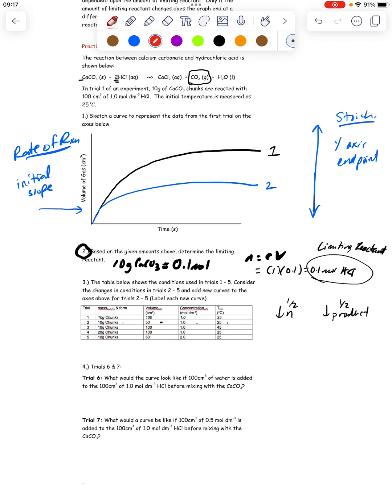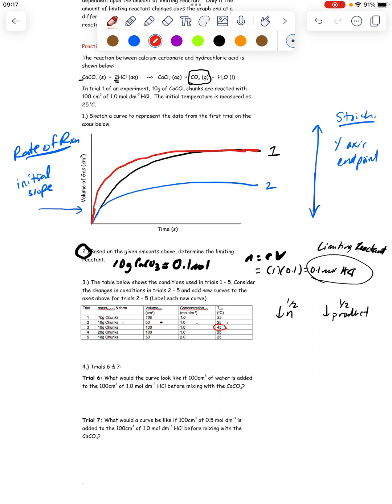In the next one, it seems like everything is the same as the first trial, except the temperature has gone up. And we know that if temperature goes up, we're going to increase the rate of reaction, but obviously it doesn't change anything about the moles. So I need to make sure that I still end at the same place as trial 1, but I need to go up more quickly. And so long as I do that, I'm going to be just fine on the mark scheme.